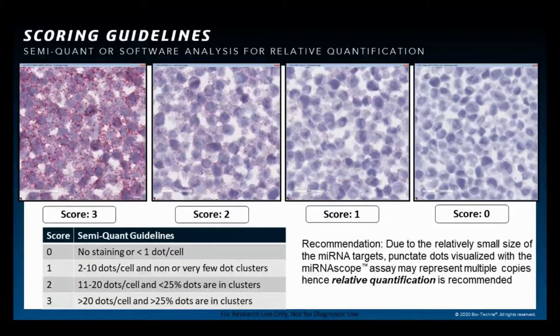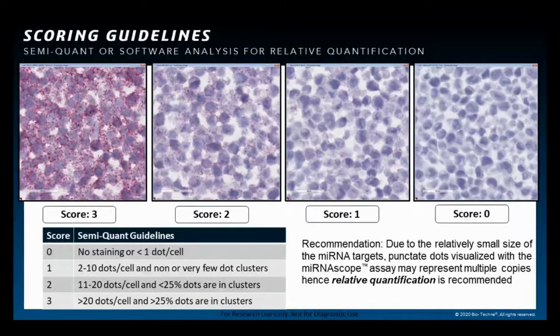The semi-quant scoring criteria shown here is specific for the miRNAscope assay, which provides guidelines for target expression levels as counted by dots per cell. If your target is highly expressed, such as with 20 dots or more per cell, then we recommend a score of 3, whereas if your target is moderately expressed with 11 to 20 dots per cell, a score of 2 is assigned. For lower target signal detected, such as 2 to 10 dots per cell, a score of 1 is assigned. Lastly, a score of 0 is assigned if there is no staining or less than 1 dot per cell observed.